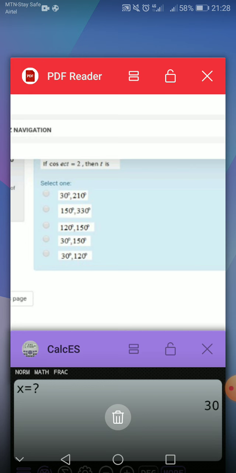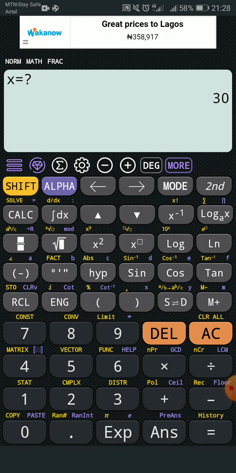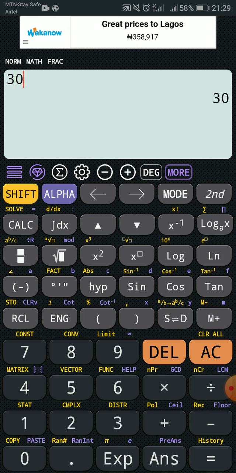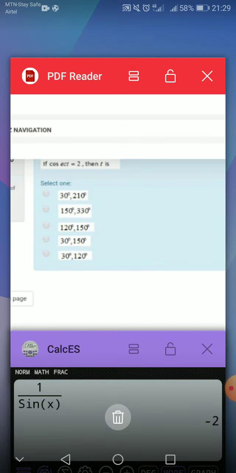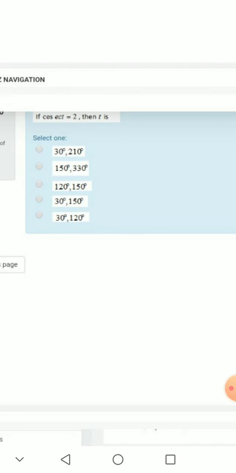So let's try the first one, 30 and 210. So I put 30 equal to, so I got 2, press equal to again, then try 210 equal to, minus 2. So 210 does not work. So obviously 30 is one of the answers. So we're going to look for any other option that has 30. So which is option D and option E.